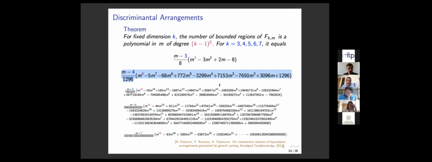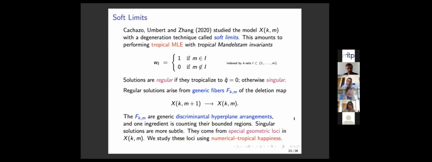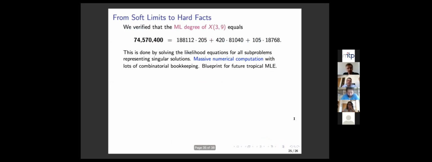And then we can go further, right? So here the degree is 9, 16, 25, 36. We proved this using work in combinatorics by Kozumi and collaborators. So this completely characterizes the Euler characteristic of the fibers. But the point I want to make here is that this really becomes visible in the tropical MLE with these particular Mandelstam invariants. Last slide, one minute to go.